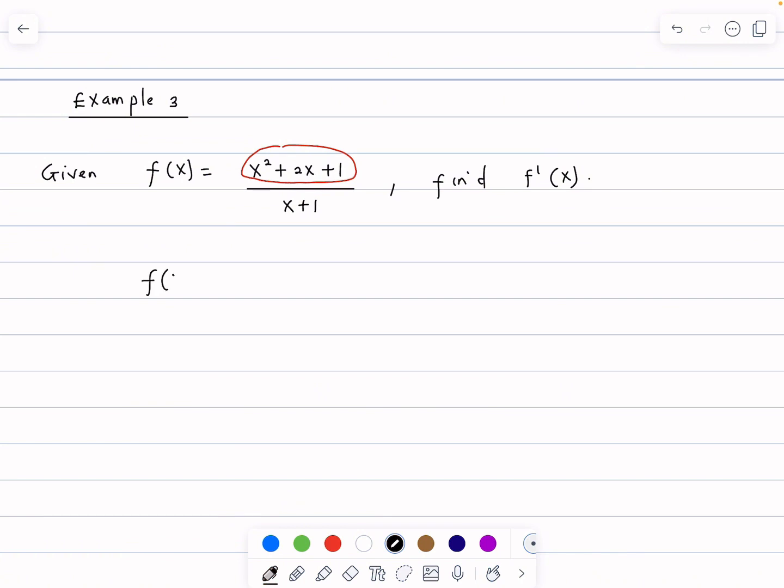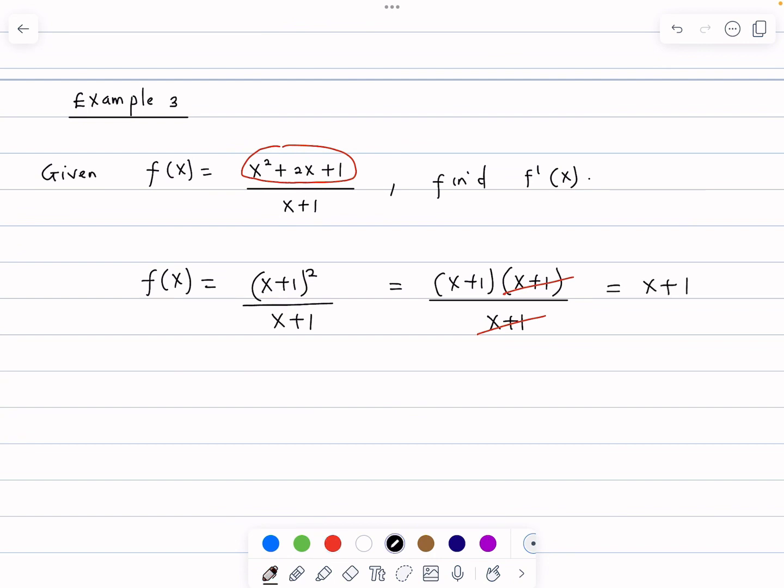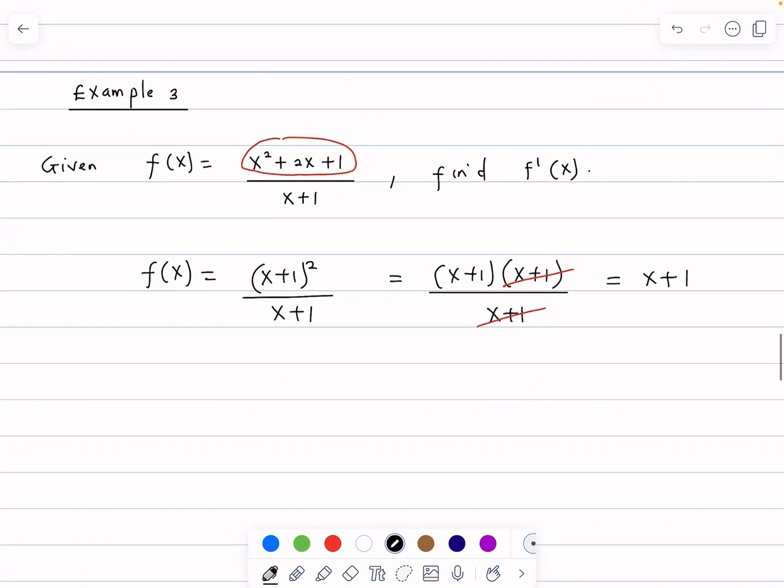If you factor the numerator, I can rewrite my function to be x plus 1 squared over x plus 1, because x squared plus 2x plus 1 is just going to be x plus 1 squared, right? And this is actually x plus 1 times x plus 1, over x plus 1. So this can cancel this. Then I'm going to be left with x plus 1. So my f of x is equal to x plus 1.